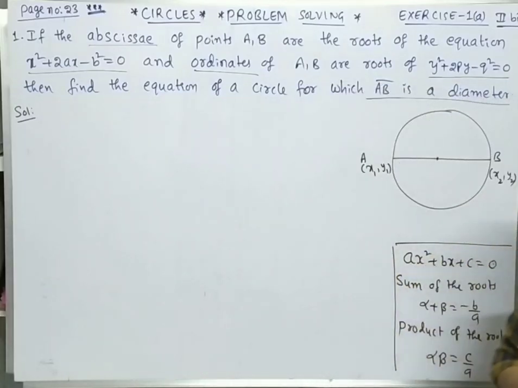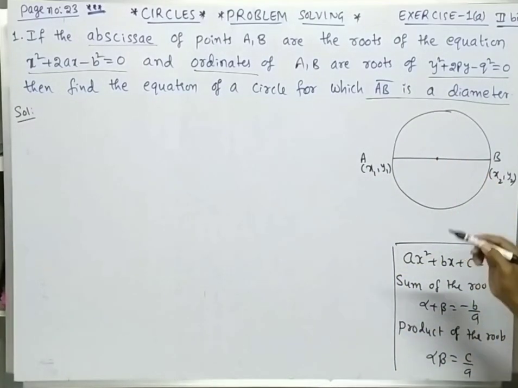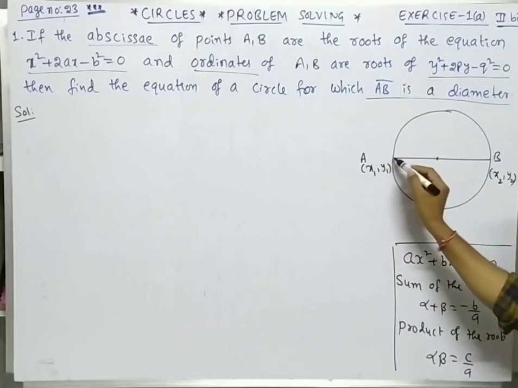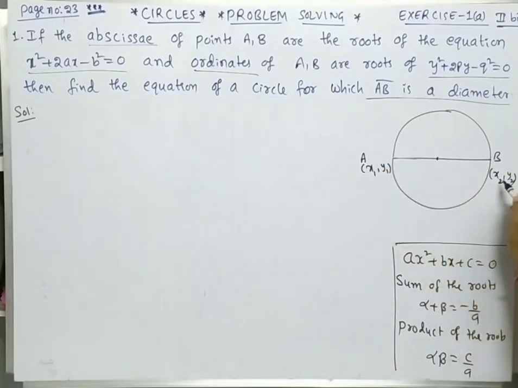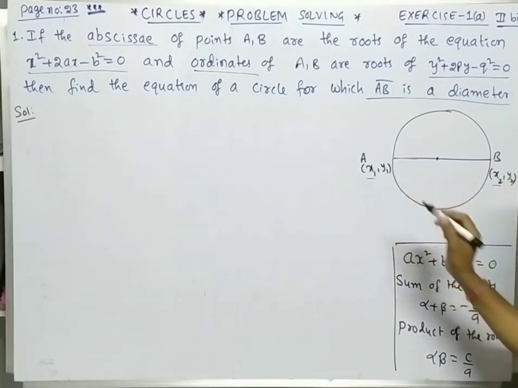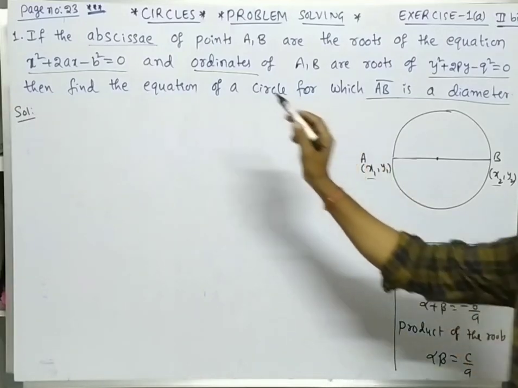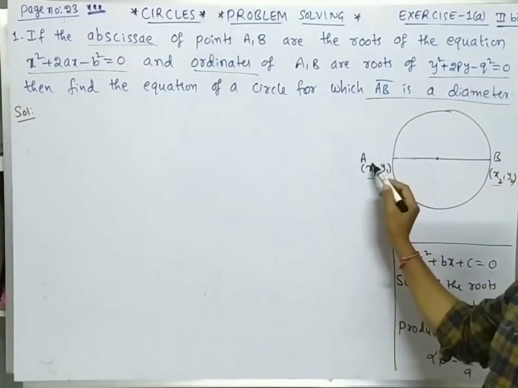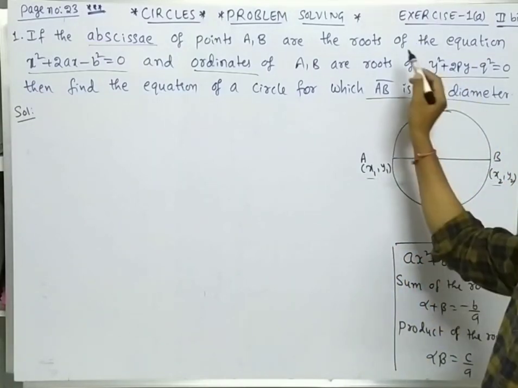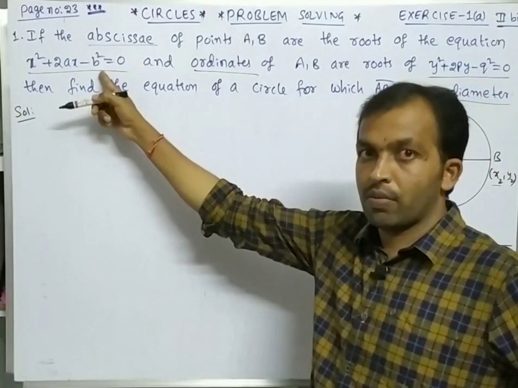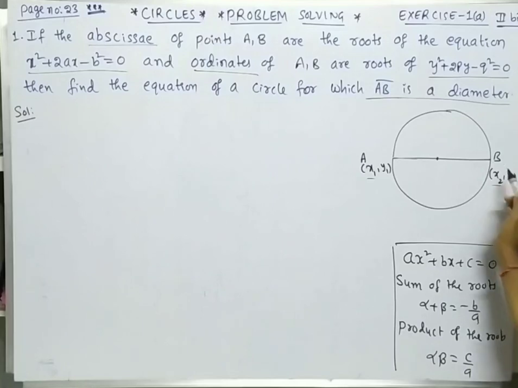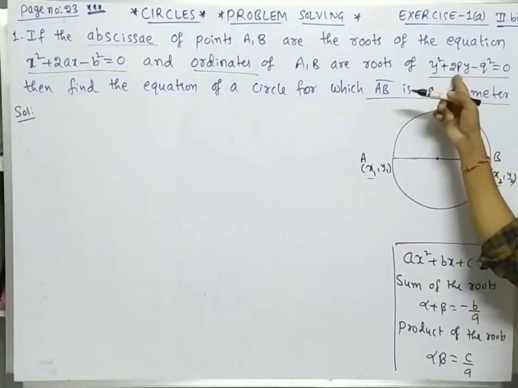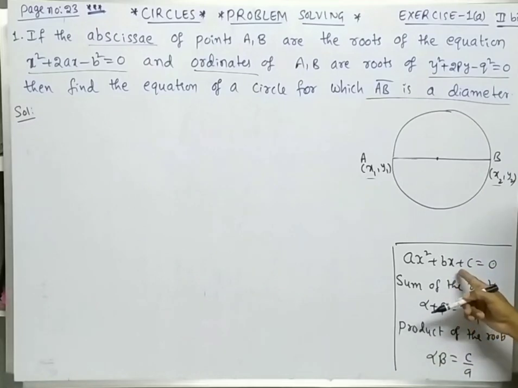Before solving this problem, first, what is given here? AB is a diameter. So let A be (x1, y1) and B be (x2, y2). Here x1 and x2 are called abscissa. So the abscissa of points A, B, which are x1 and x2, are the roots of this equation, and the ordinates y1, y2 of A, B are the roots of this equation.